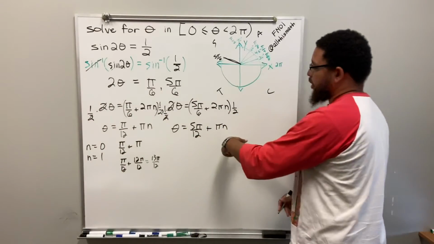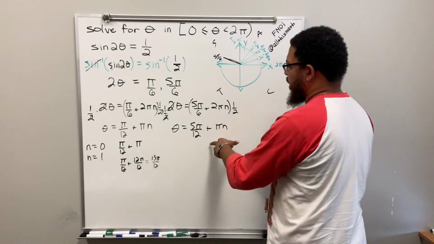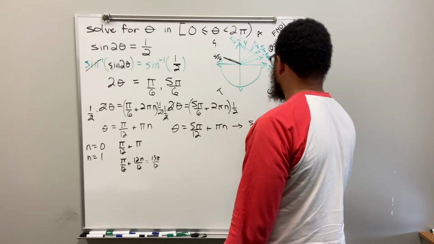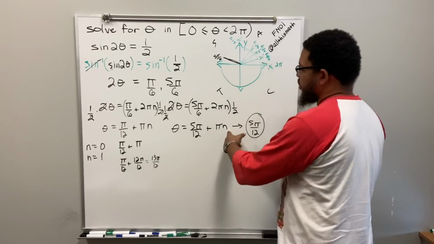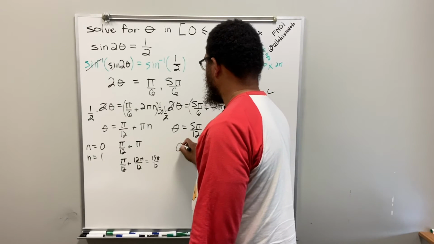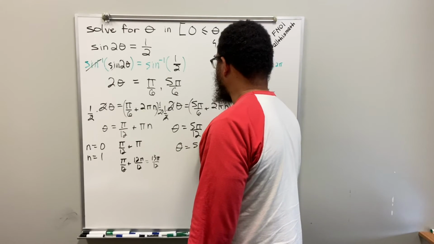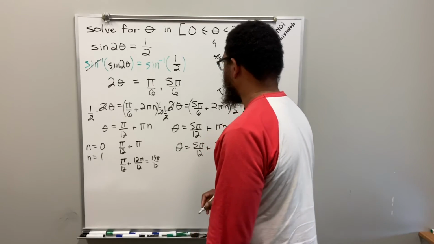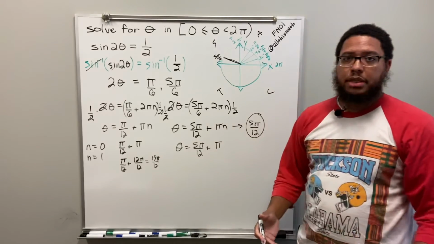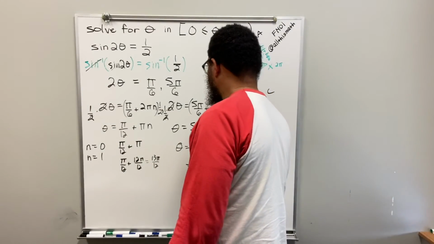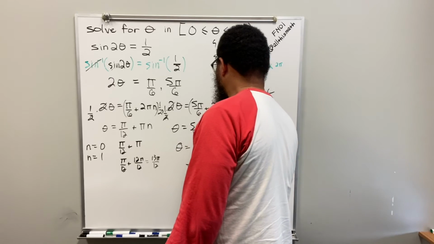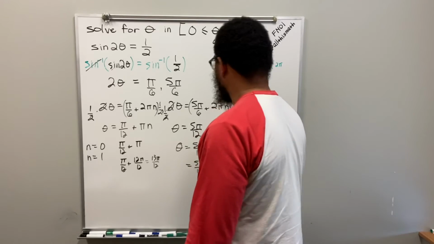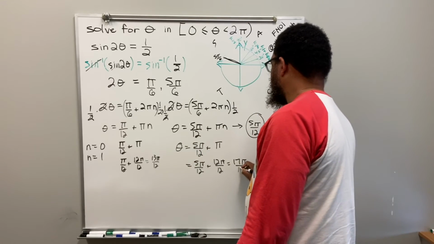Now I'm going to slide over here and do the same thing. Now, if n equals 0, that's just 5 pi over 12. That's another one of my answers. And when n is 1, it's going to be 5 pi over 12 plus just pi, right? But I got to give myself a common denominator. So I need to have 5 pi over 12 plus 12 pi over 12, right? And then that's going to give me 17 pi over 12.